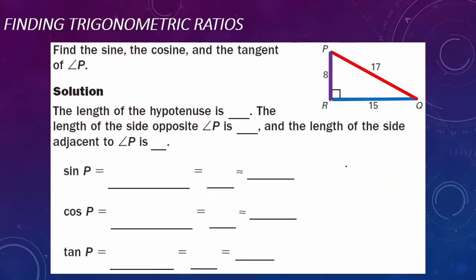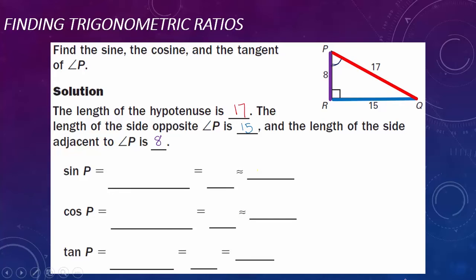Example 1, finding trigonometric ratios. Find the sine, the cosine, and the tangent of angle P. Angle P is right over here. The length of our hypotenuse is the side that is across from our right angle, which is 17. The length of the side opposite of angle P is 15. And the length of the side adjacent to angle P, that is the side that's right next to angle P, which is not our hypotenuse, is 8.